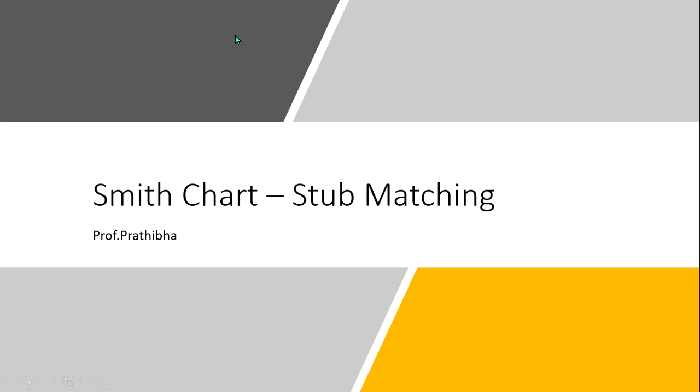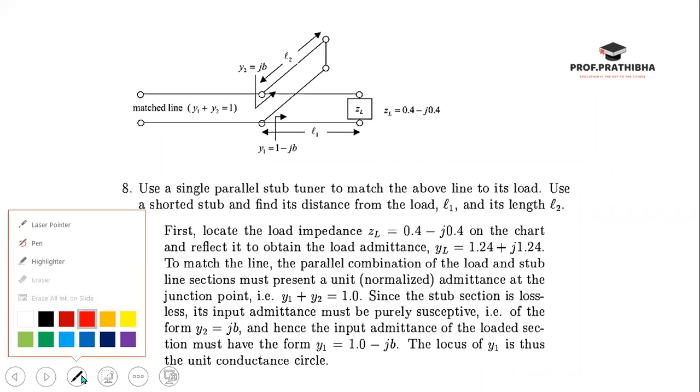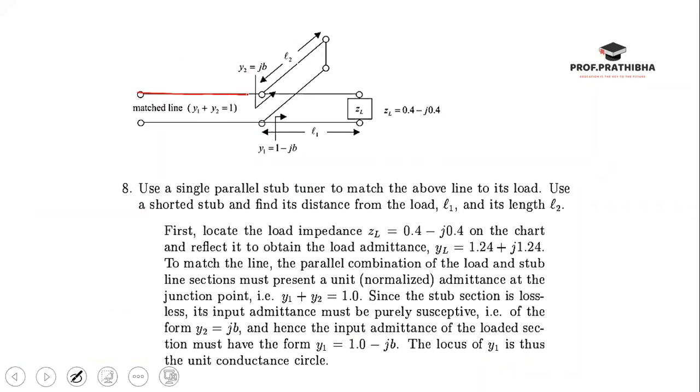So I'm directly jumping to the question that they will ask you for 10 marks. What they will give you in the question is a transmission line in front of you, terminated with a load. The load is already normalized for you. Normally, we used to divide by 50. So if this point is plotted, 0.4 minus j 0.4 is already the normalized load which is given to you.